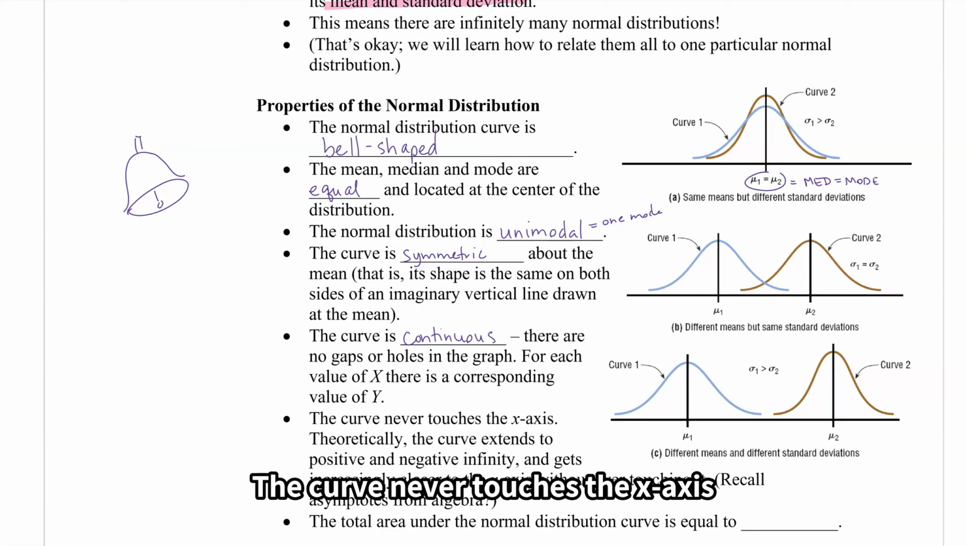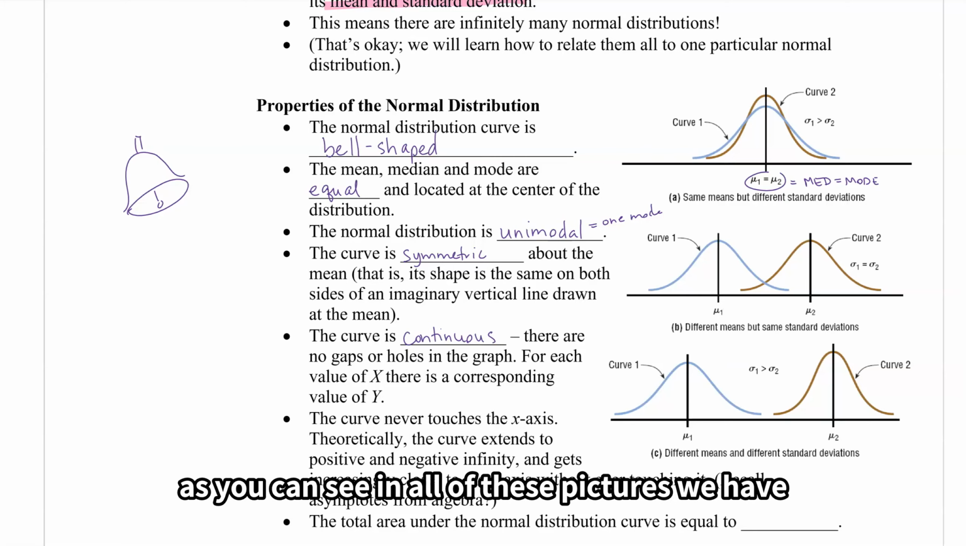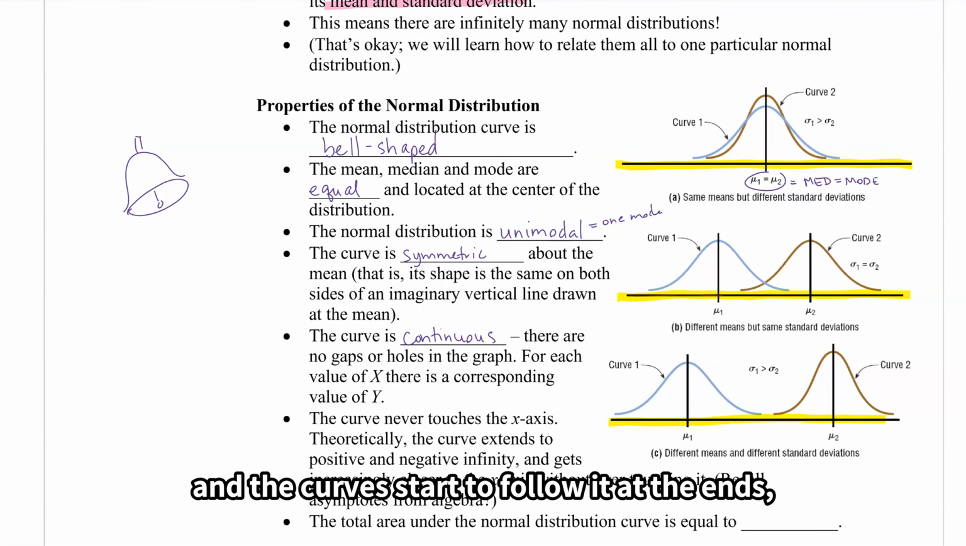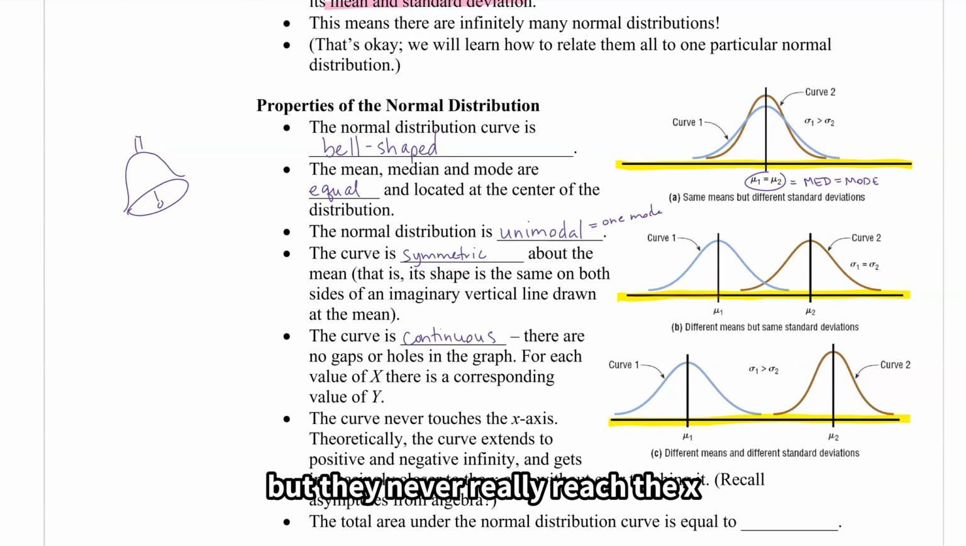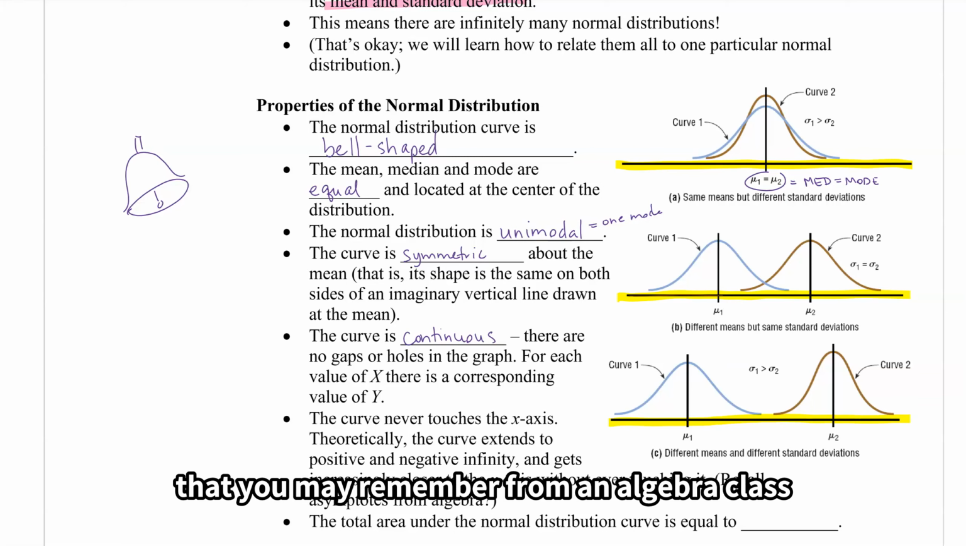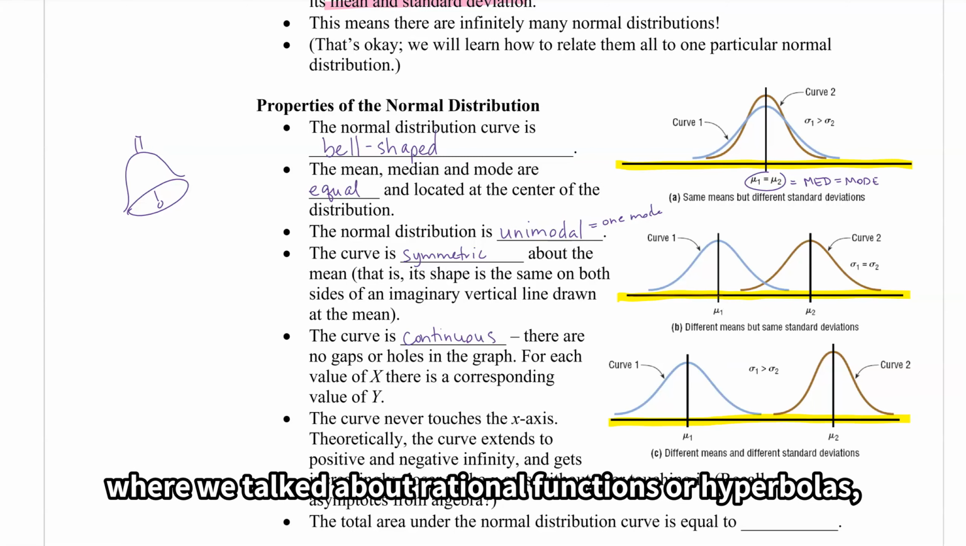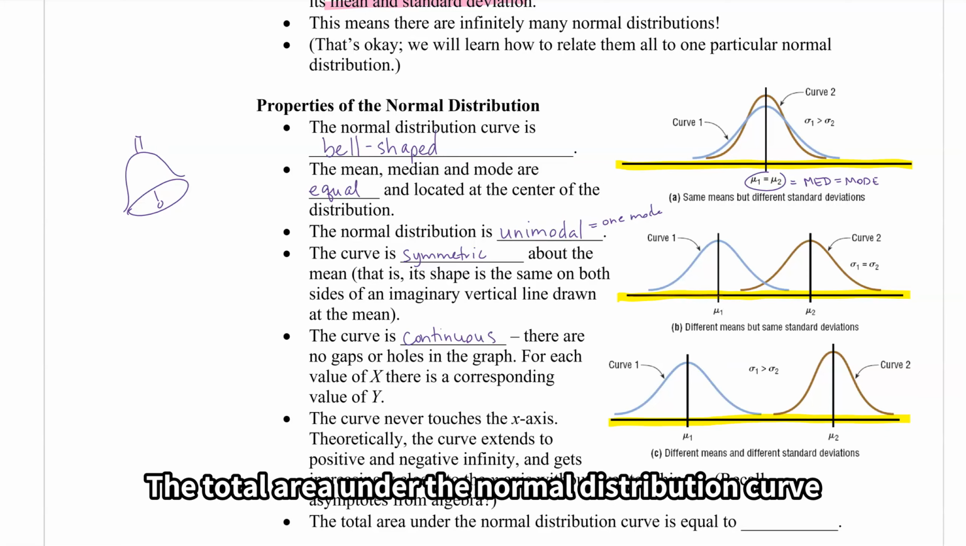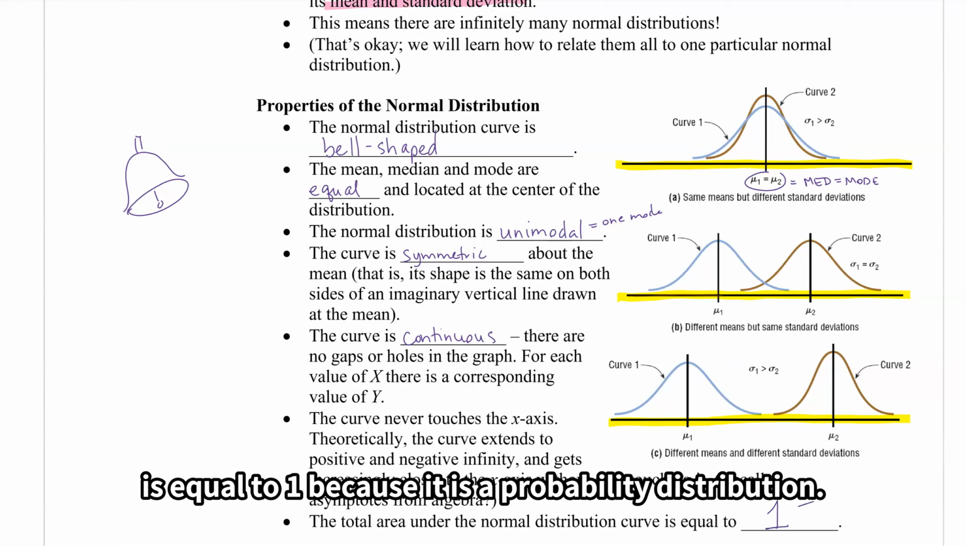The curve never touches the x-axis. As you can see in all of these pictures, we have the x-axis here along the bottom, and the curves start to follow it at the ends, but they never really reach the x-axis. This is a lot like an asymptote that you may remember from an algebra class where we talked about rational functions or hyperbolas, for example. Those have asymptotes. The total area under the normal distribution curve is equal to 1.